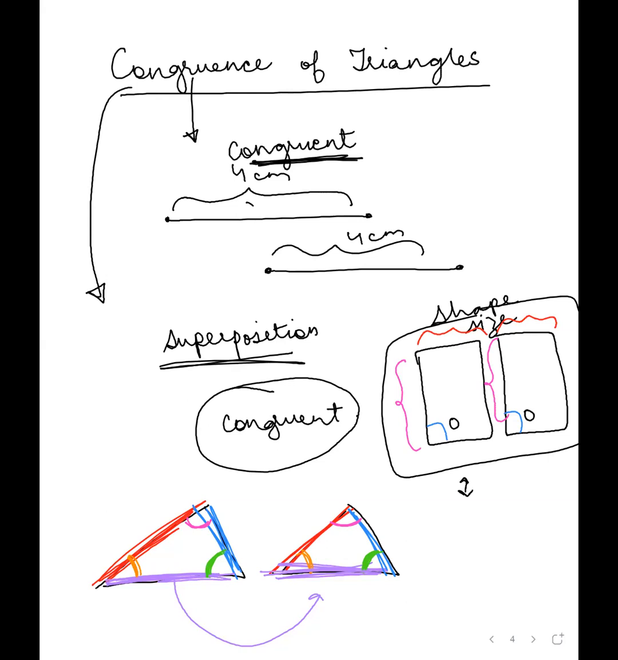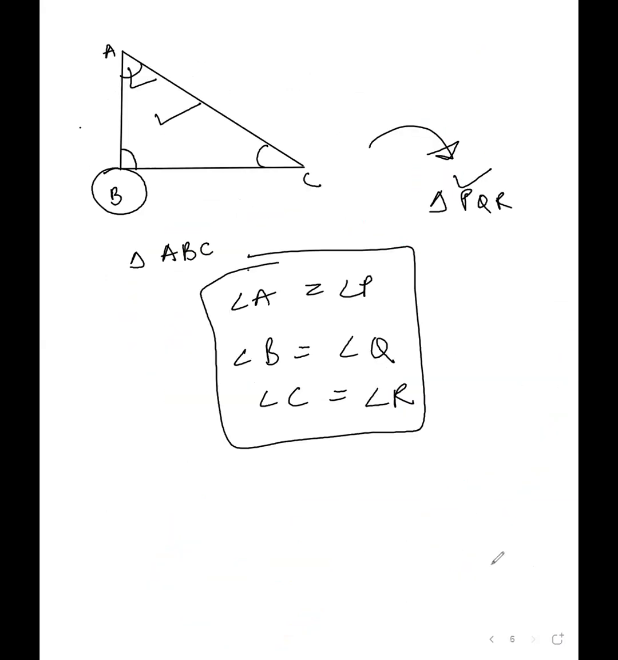Okay, so now did you understand the meaning of corresponding? Yes. So these are corresponding parts of the two triangles. This angle is equal to this angle, this and this are equal, this and this are equal. Now tell me, does that mean that these two triangles are congruent?